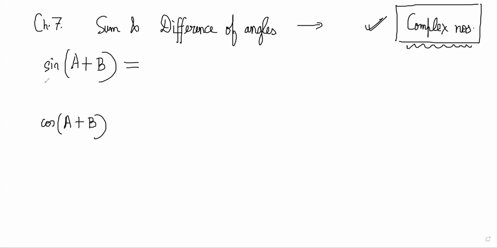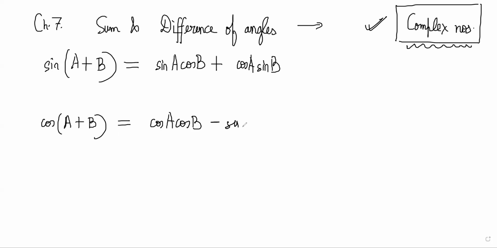For now, we'll just remember the formula. Sine A plus B is sine A cos B plus cos A sine B. And cos A plus B is cos A cos B minus sine A sine B.